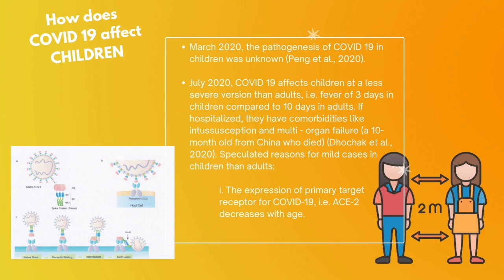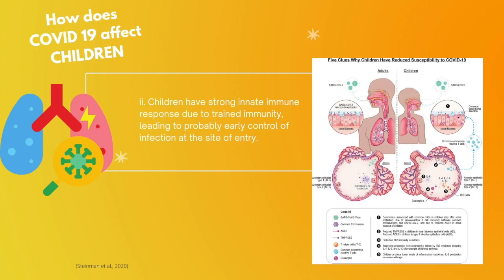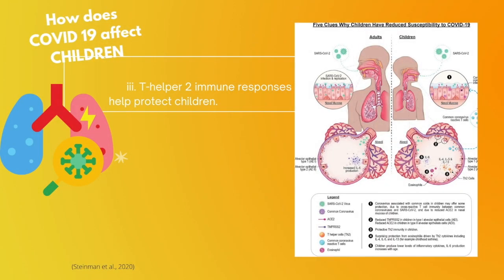decreases with age. And then second is that children have strong innate immune responses due to trained immunity, leading to probably early control of infection at the site of entry because of all the vaccines they're getting, and also the incidences of frequent viral infections. Number 3 is that T helper 2 immune responses help protect children.